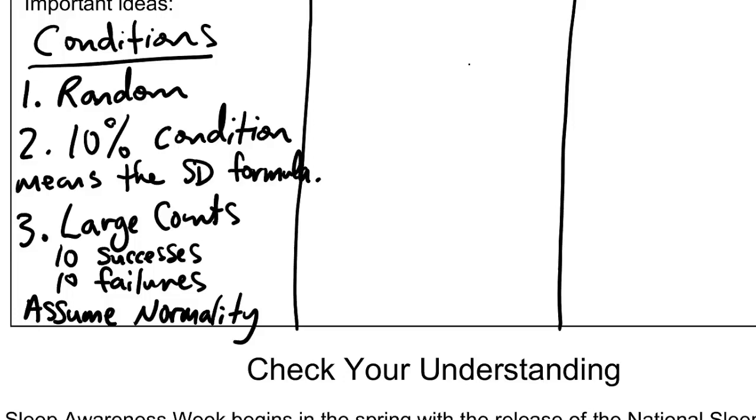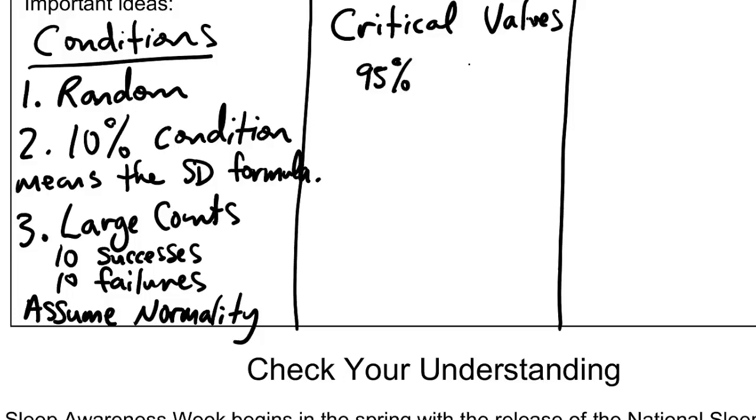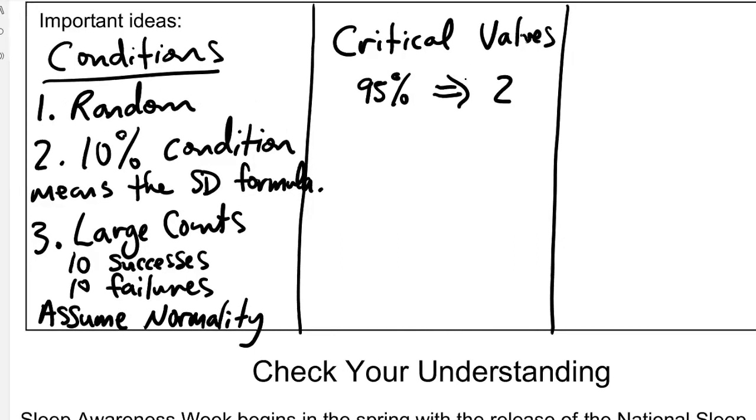Now, the next part, critical values. Now, 95%, the critical value is 2. In other words, if you want to capture 95% of the data, you have to be within 2 standard deviations of the mean. Well, the question would be, what if I don't want 95%? What if I want a different percent? So let me show you that right now.